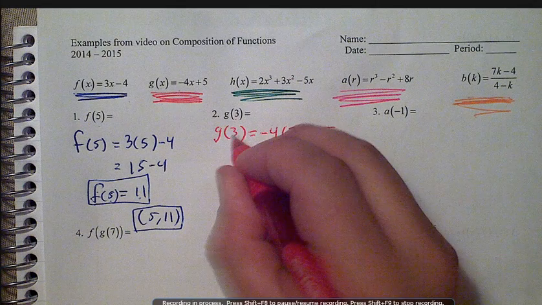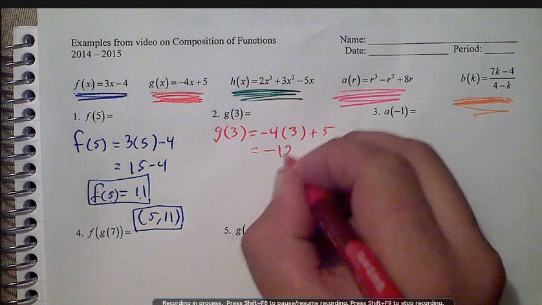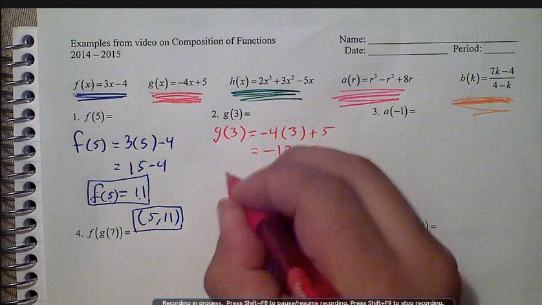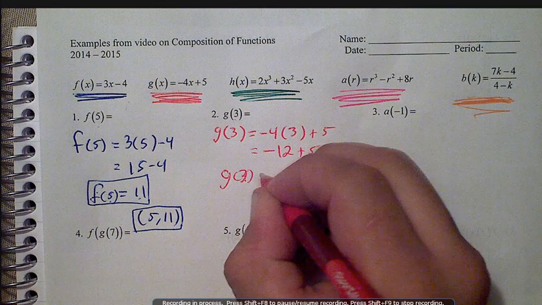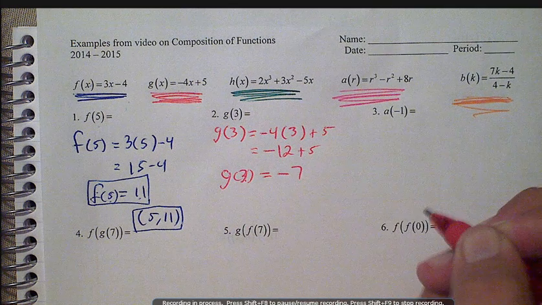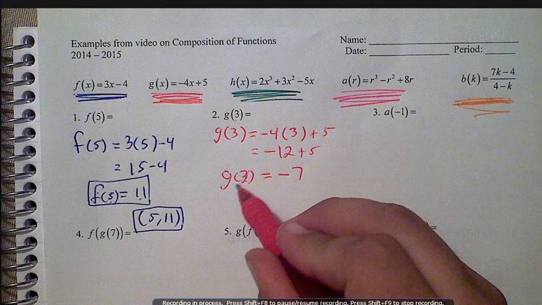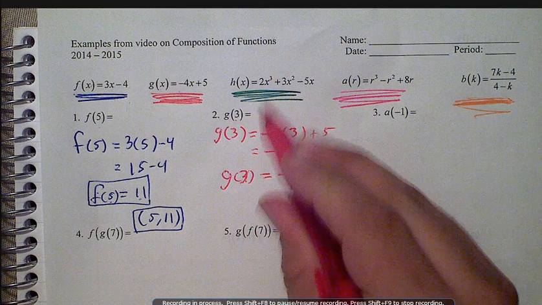So negative 12 plus 5. So g of 3 equals negative 7. So again, as a coordinate, when you substitute 3 in for x into the function, you get negative 7 back for a y value.